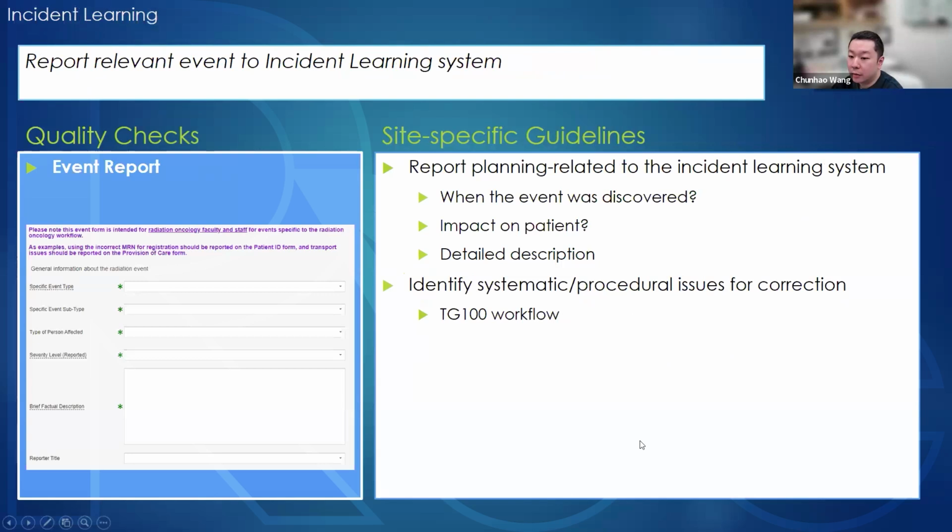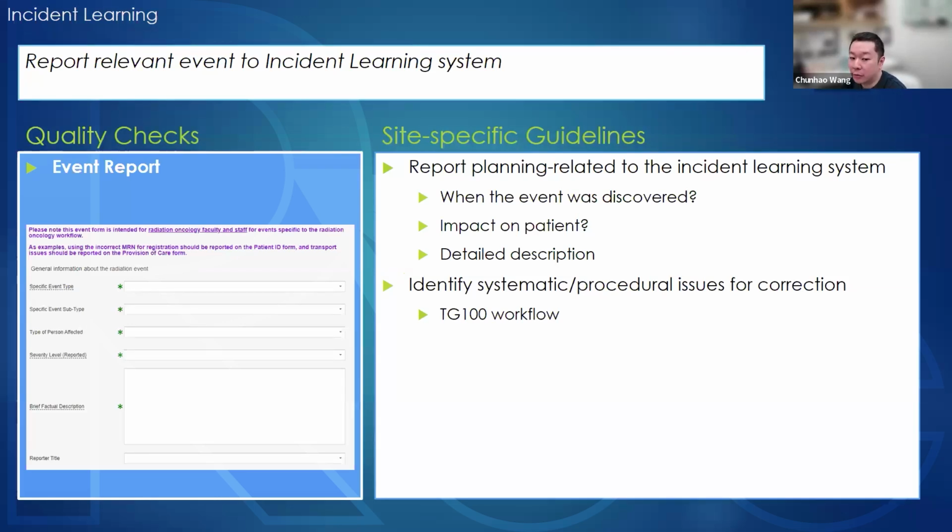Regarding incident learning, the goal of incident learning is to report planning-related events, so we can accumulate a library and learn from the incidents that happened before. There are three things that we really care about in treatment planning. First, when the event was discovered: before planning, during planning, or after planning at the time of chart check. Second, what's the impact on the patient? If the problem was caught after the patient treatment started, what's the dosimetric impact on the patient? That needs some quantitative evaluation.